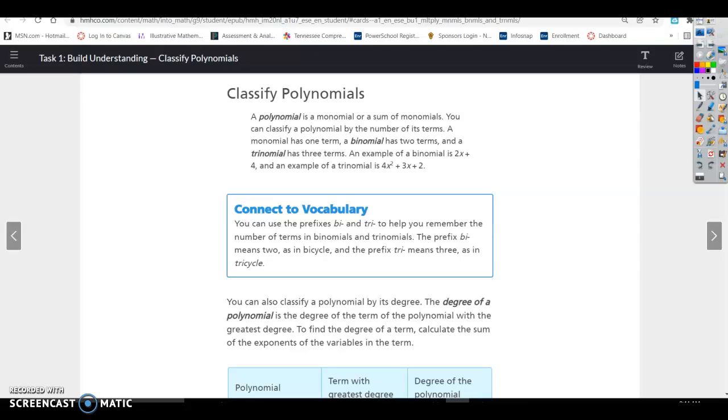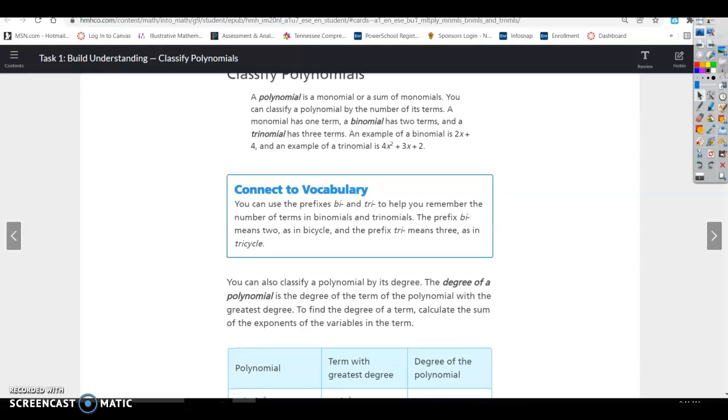An example of a binomial is 2x plus 4. An example of a trinomial is 4x squared plus 3x plus 2. So those are definitely definitions that you need to know. You need to know the difference of a monomial, a binomial, and a trinomial. And those are just all special terms for polynomials. Those are all still polynomials. They're just special terms for a polynomial.